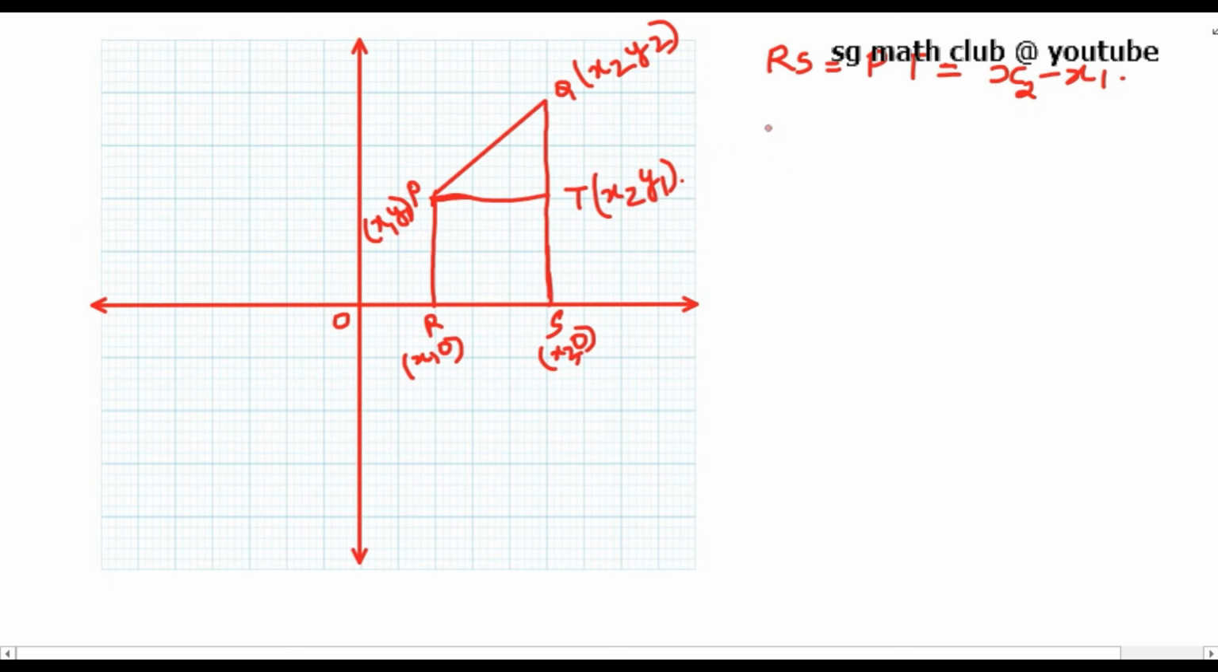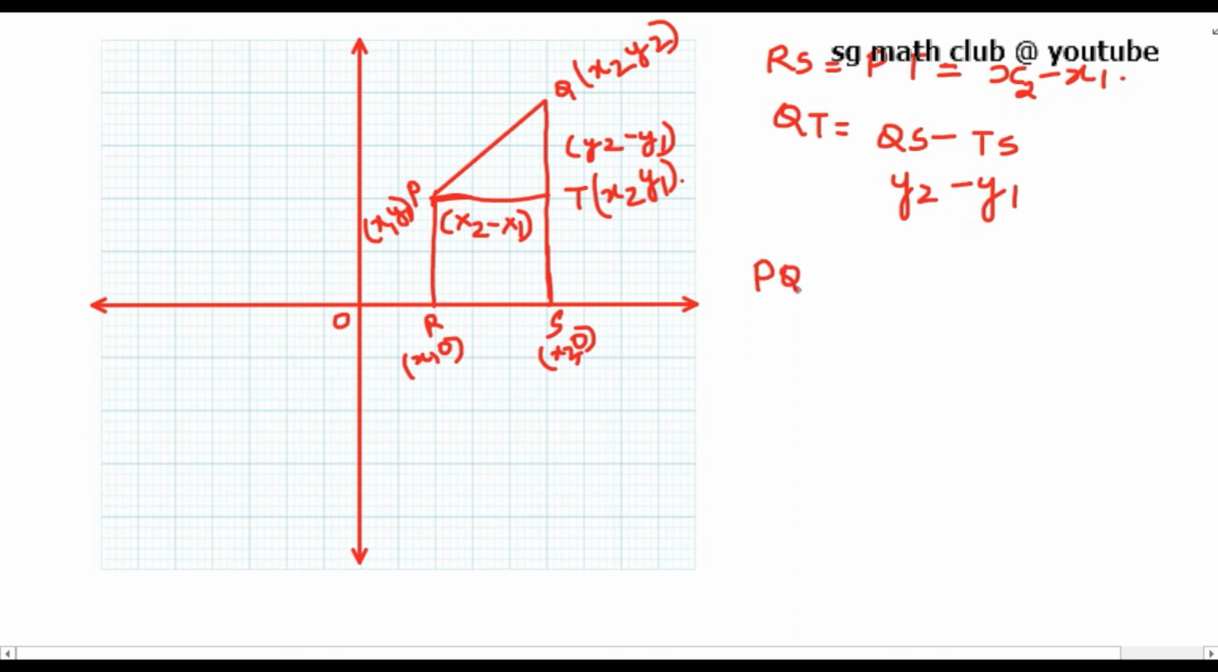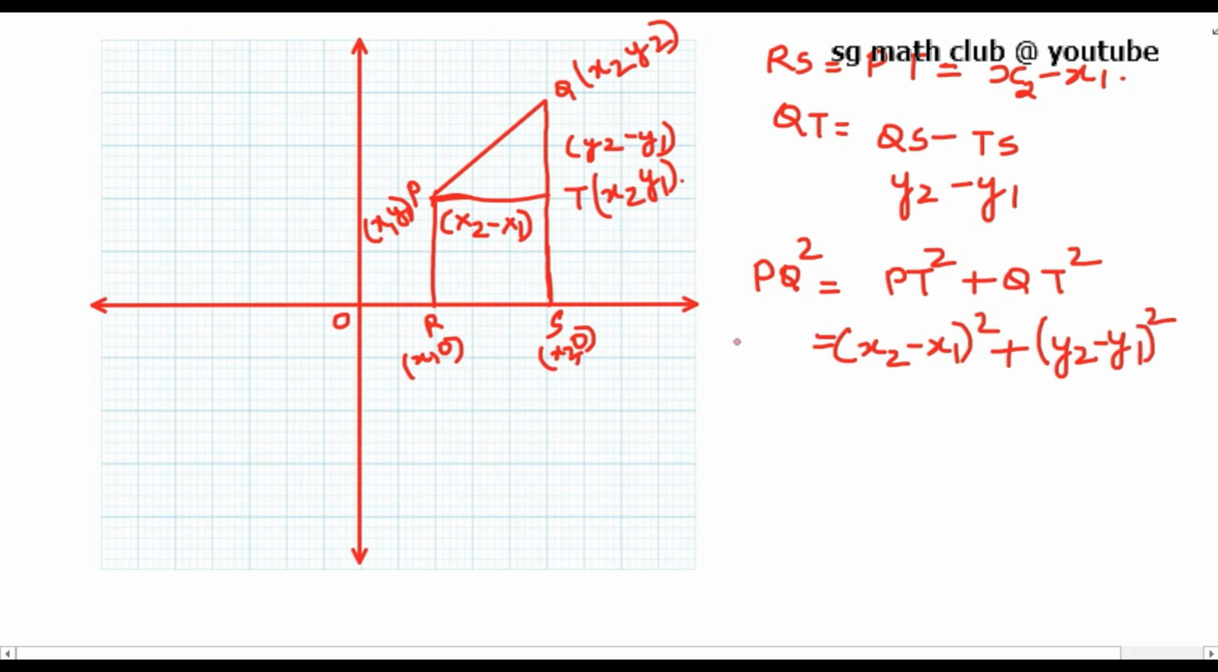Okay, now we need to find QT. QT is nothing but QS minus TS. QS means y2 and TS is y1 units. So we now have PT and QT. PT is x2 minus x1 units and QT is y2 minus y1 units. By Pythagoras theorem, I can write PQ square is equal to PT square plus QT square. So it is x2 minus x1 the whole square plus y2 minus y1 the whole square. This is PQ square. We want PQ, so take the square root of this.